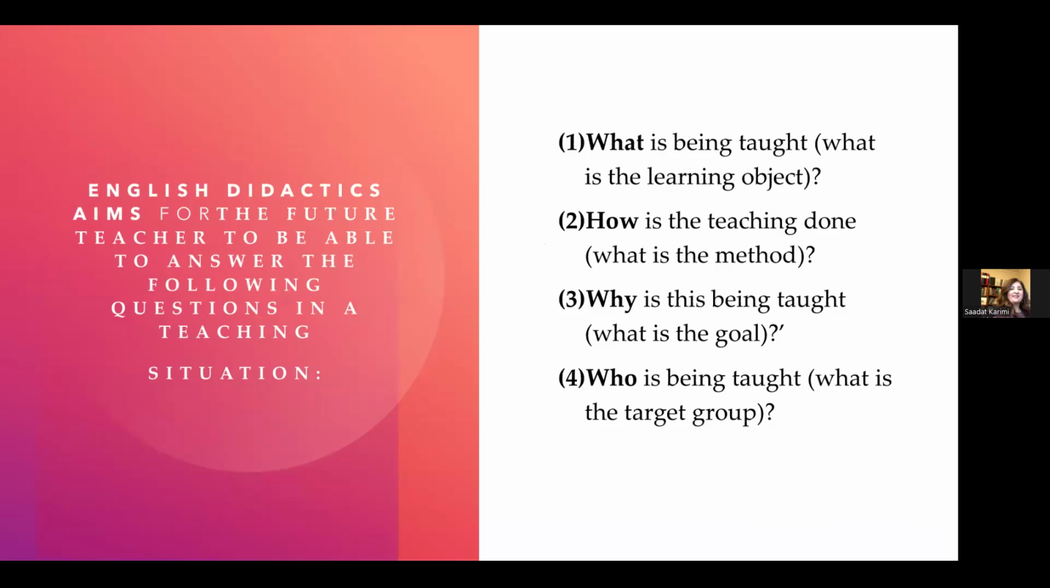Ultimately, English didactics aims for the students, the future teachers in our case, to be able to answer the following questions in a teaching situation. The first question is, what is being taught? What is the learning object? The second question is, how is the teaching done? What is the method? And the third one, why is this being taught? What is the goal? And the fourth question is, who is being taught? What is the target group?